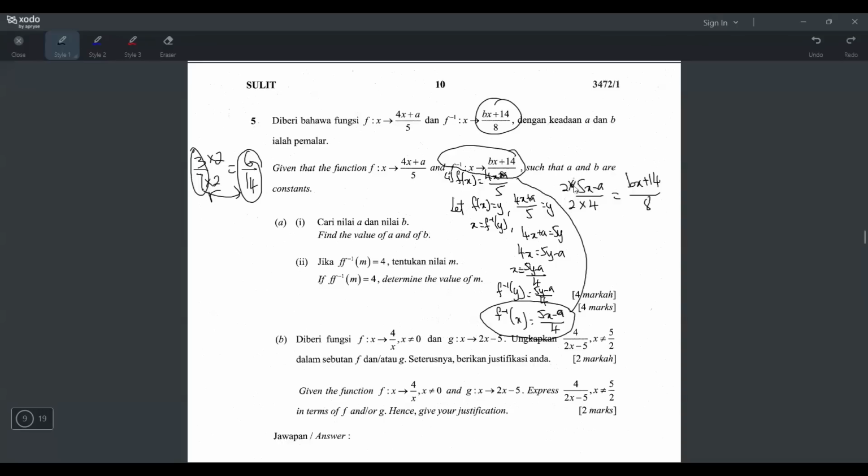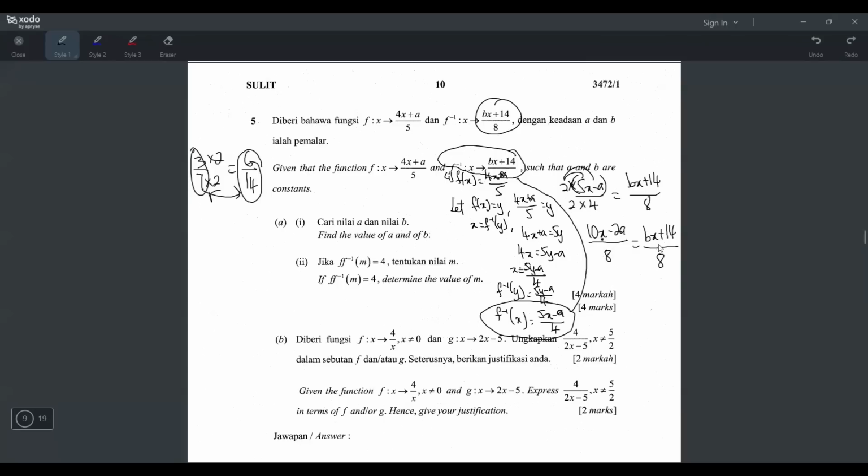So what happens? You will end up getting 2 times 5x is 10x. And the a also has to times 2, negative 2a. Don't forget, both also have to times 2 because it's like this. You have to put bracket so that you expand. This is the correct way to expand. And then 2 times 4, you will get 8 here, and then equals bx plus 14 over 8. Now you can compare because 8 and 8 is same already, right? Okay, so 8 and 8 compare, and then the 10x and the bx.